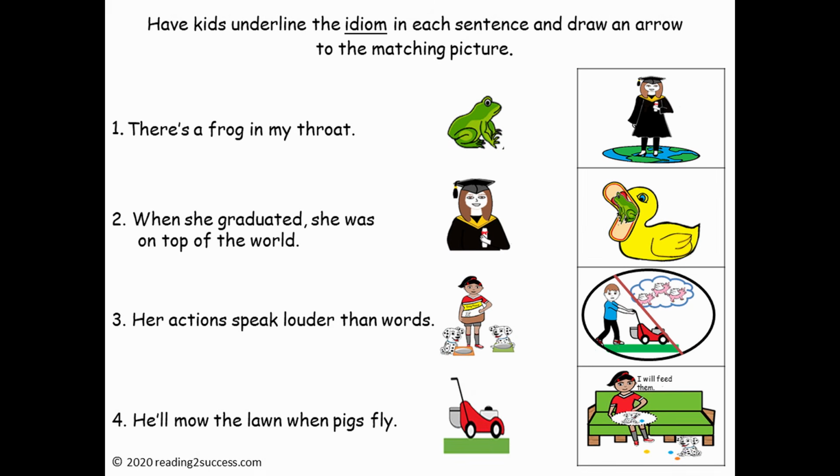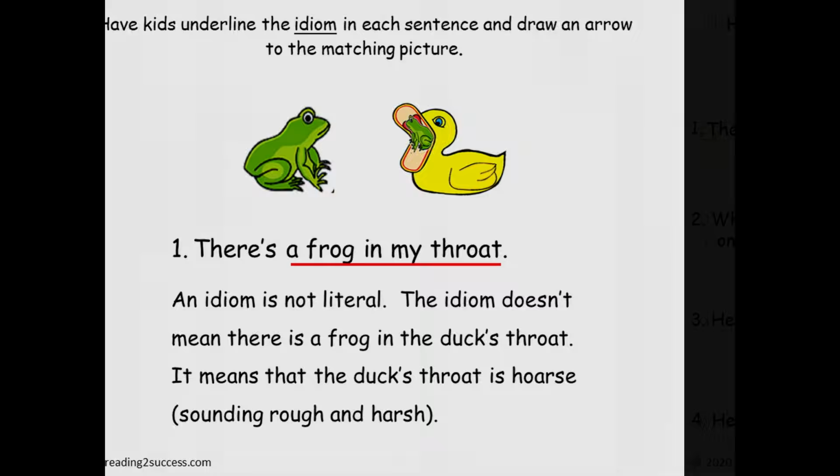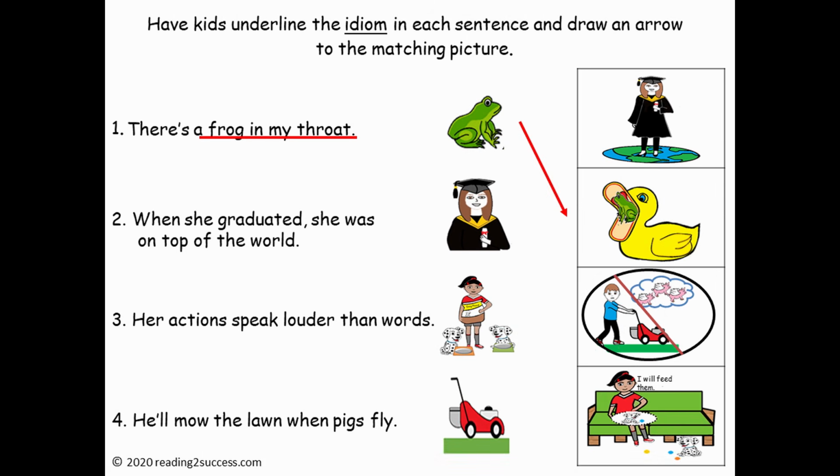Now have kids underline the idiom in each sentence and draw an arrow to the matching picture. Sentence number 1, there's a frog in my throat. An idiom is not literal. The idiom doesn't mean there is a frog in the duck's throat. It means that the duck's throat is hoarse, sounding rough and harsh. So have kids draw an arrow from the frog to the duck.